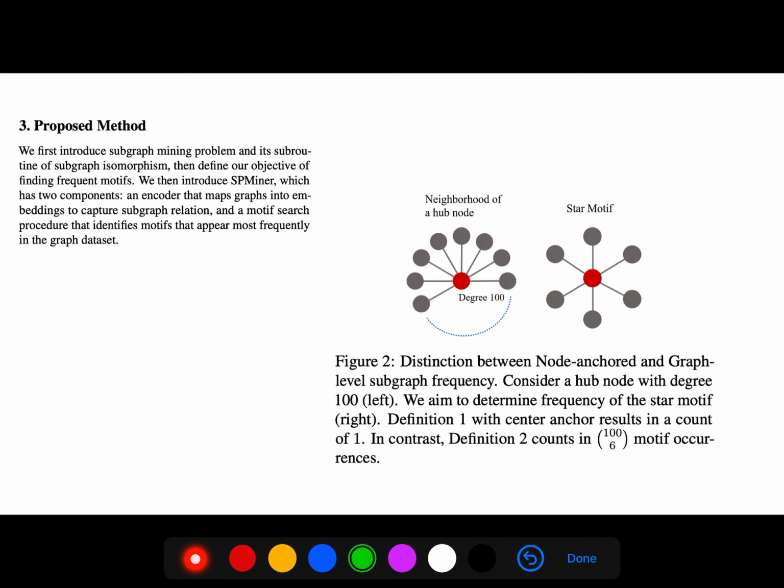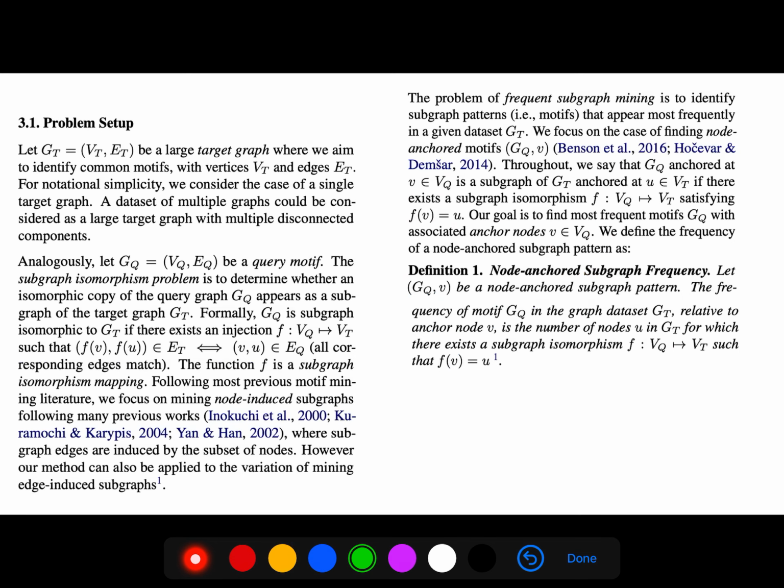And this is a distinction between node-anchored and graph-level subgraph frequency. We consider a hub node with degree 100 on the left, and we aim to determine the frequency of the star motif on the right. So we have a target graph, target vertices, target edges, and G sub Q is the query motif. Q stands for query motif.